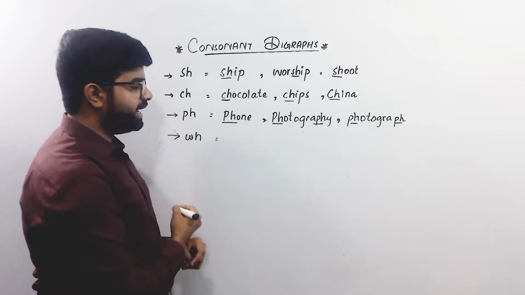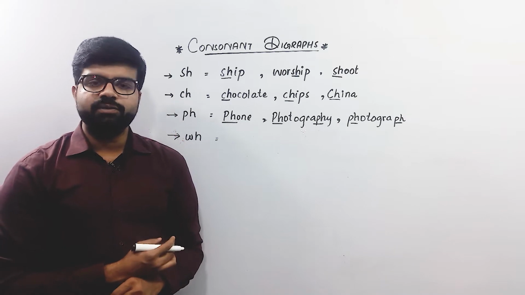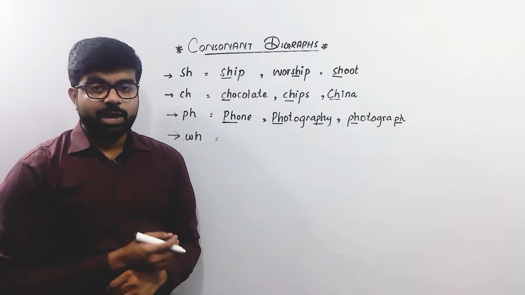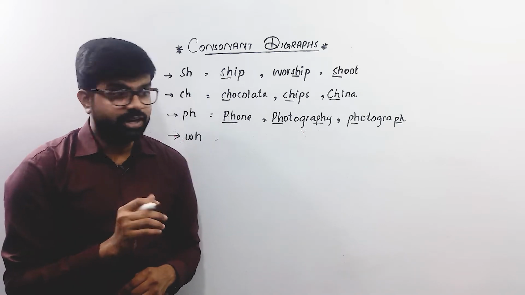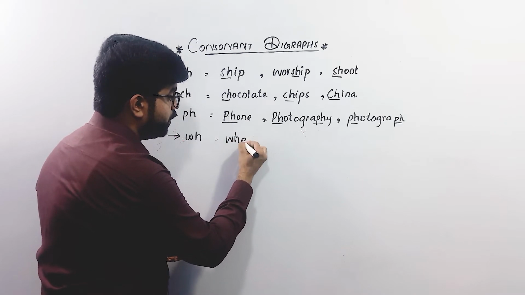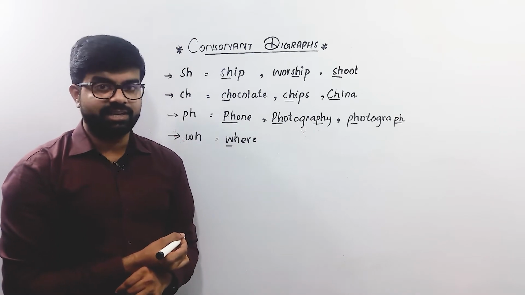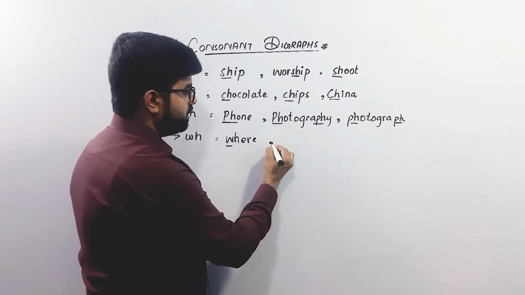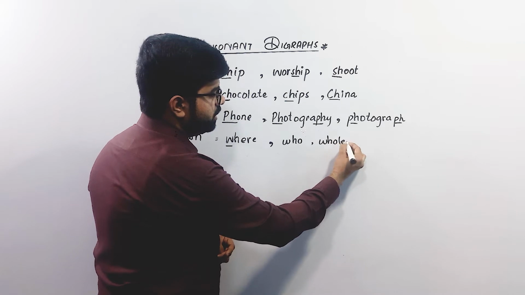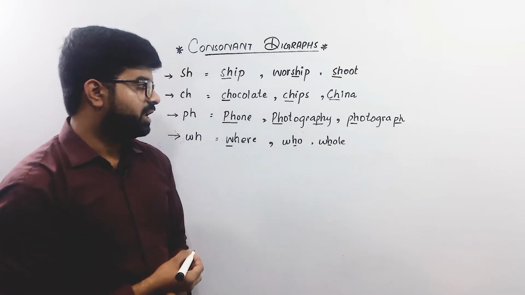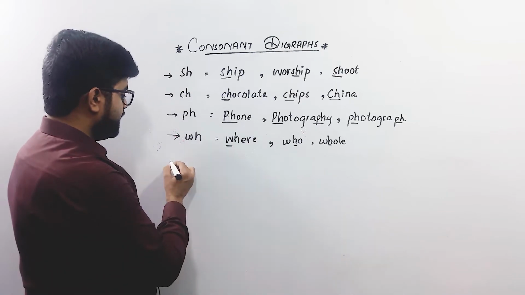Next is W and H sound. All right, let me tell you one thing, that it has a different case. Why? Because whenever we pronounce W and H together, one of these letters has a dominant sound, right? Just like in where, the sound of W is prominent while H is silent. Where. In other cases, who and whole, the sound of H is dominant, and we are not pronouncing W's sound. All right, okay.